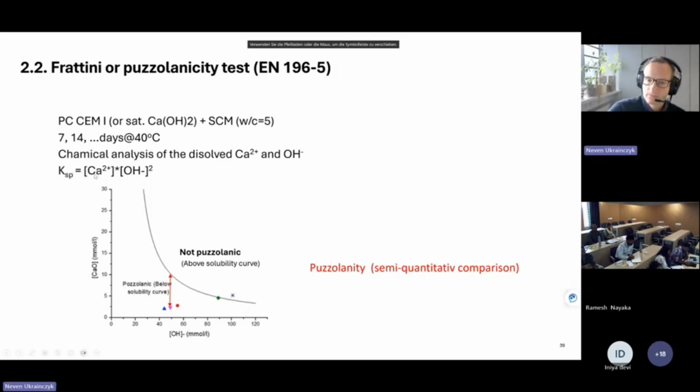From the Ksp, the calcium times the OH minus squared is constant. And this constant is plotted here on this curve. So if you have more OH minus, you need to have less calcium oxide. So this is the solubility curve. And then in this saturated calcium hydroxide, you are adding your SCM.